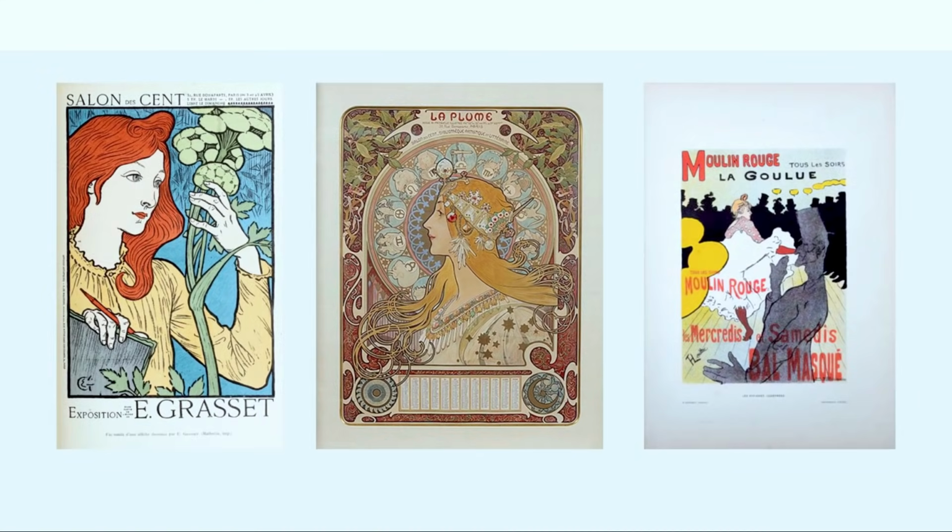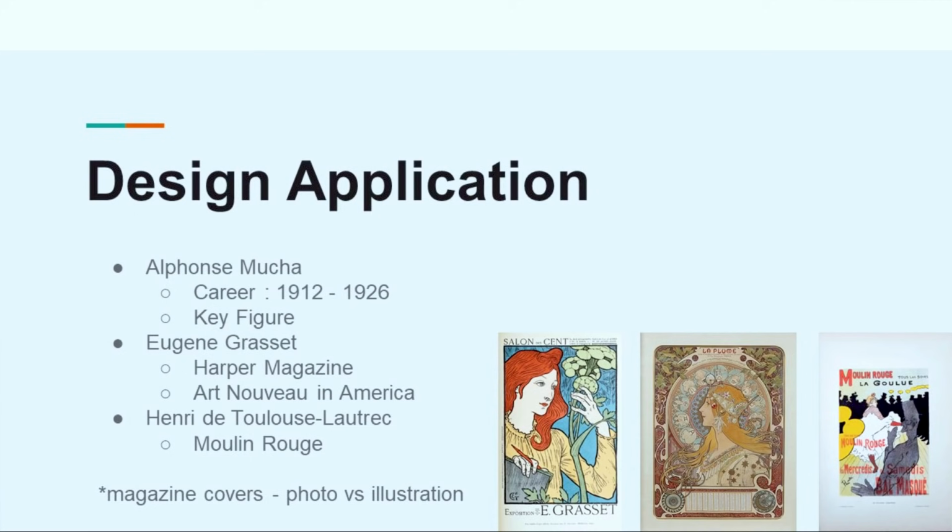What I love about Art Nouveau is the very graphic illustration stylization that came with the art movement. They were very much interested in producing posters, very live graphic communication. The leaders in this time period were Alphonse Mucha, a leading key figure. His career was from 1912 to 1926. Eugène Grasset, Harper's Magazine. He brought Art Nouveau into America. And then Henri de Toulouse-Lautrec, Moulin Rouge.